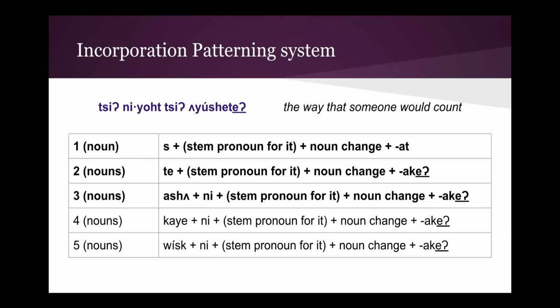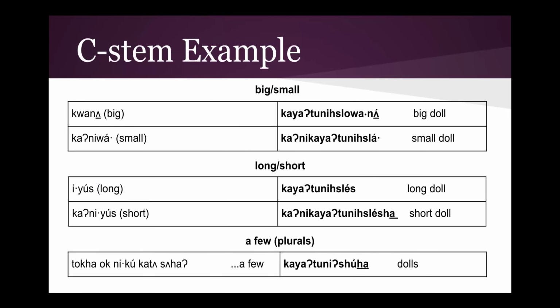I have a question. Go ahead. Can you go back to that previous slide? Sure. So these are incorporated, right? Yes. So when you say a big doll, why do you need the joiner? Why wouldn't it just be Gayat Duni, without the joiner?